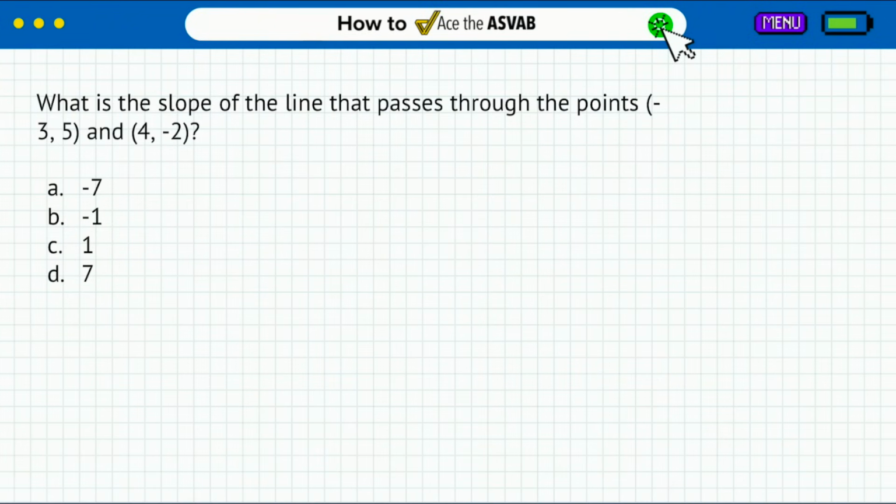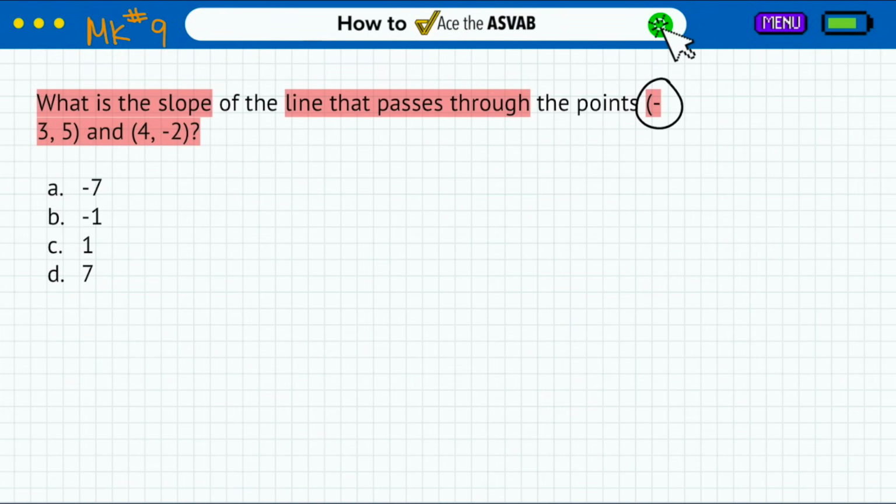All right, looking at question number 13. This is a familiar one. This is going to fall right under our math knowledge unit number 9, slopes and lines. That's where you'll find question number 13 in your program. So let's go ahead and look at the problem here. It says, what is the slope of the line that passes through the points (-3, 5) and (4, -2)?